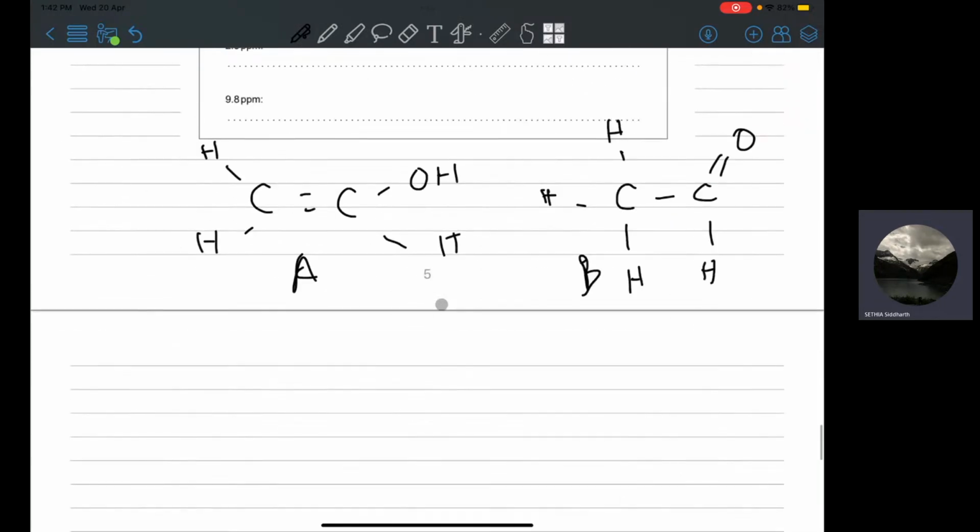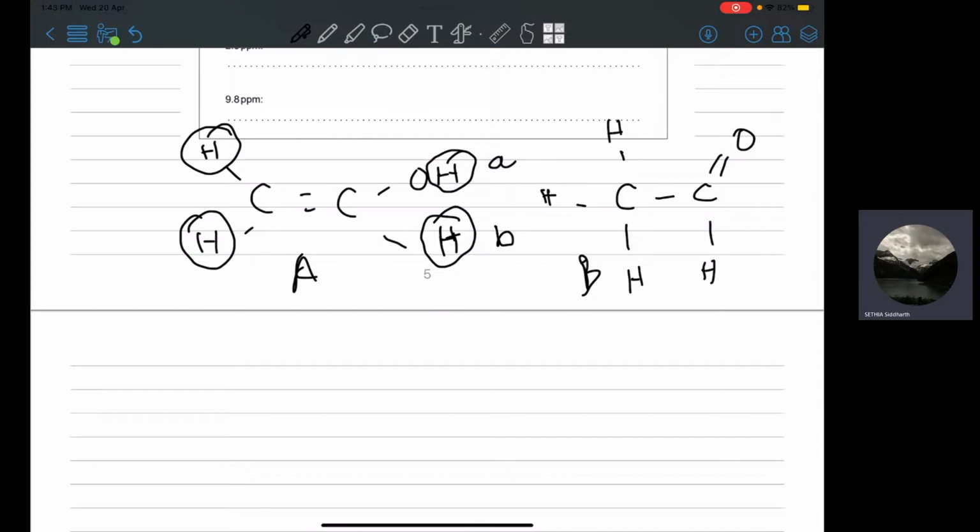Let's just do that. So we have this H over here. This H is attached to an oxygen. It's by itself. It's in its own hydrogen environment. We can name that hydrogen environment number A. This hydrogen over here is very different to A because this hydrogen is not attached to an oxygen. So this is in a different hydrogen environment. So we can name this hydrogen environment number B. These two hydrogens are both in the same environment, right? Because they're attached to the same carbon.